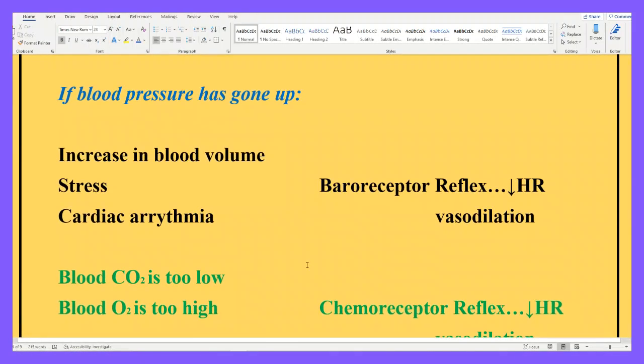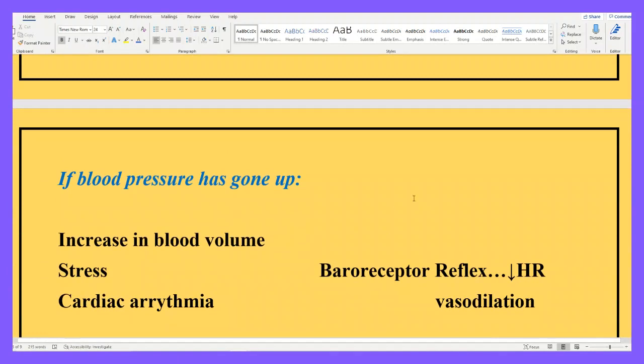If your blood pressure has gone up for some reason, again, don't care why. You had a sudden increase in your blood volume. You're under extreme stress. You have a cardiac arrhythmia. I don't care what the cause is. Your baroreceptor reflex will attempt to lower your blood pressure by reducing heart rate and dilating those vessels, the muscular arteries and arterioles. So if your blood pressure has suddenly gone up, you will have a reflex to try to make it go back down.